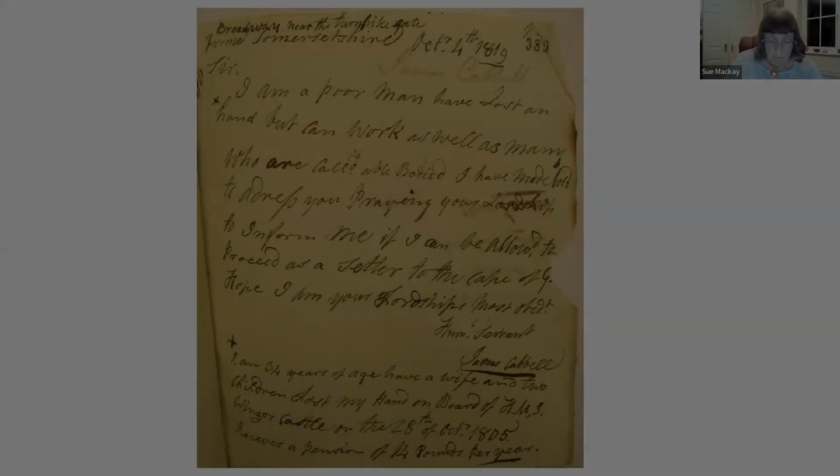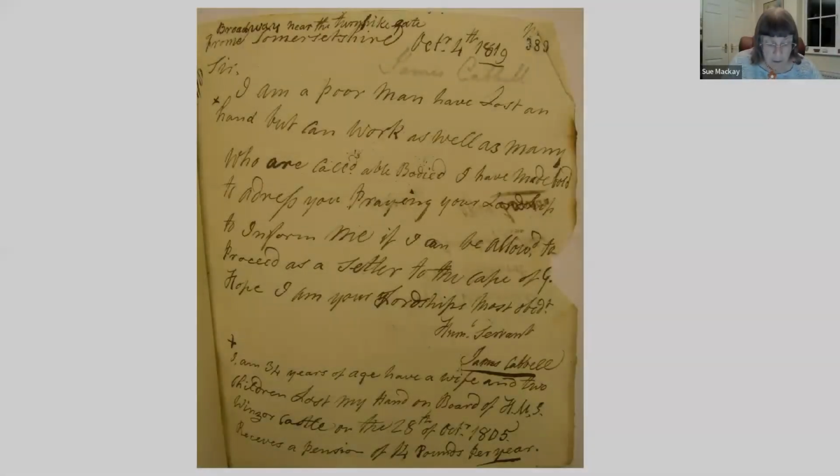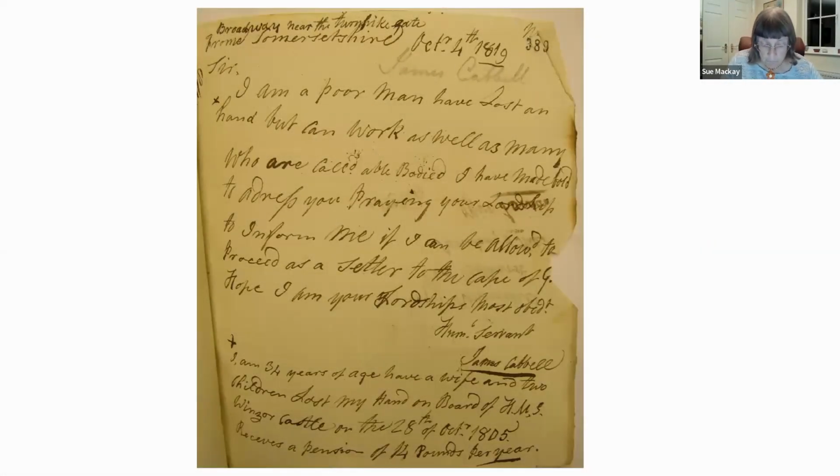So this is an example of a letter written by someone who did not emigrate, but was desperate to do so. And you notice at the top, the address, Broadway, near the Turnpike Gate, Frome, Somersetshire. Apart from in very big cities such as London, the addresses were very vague like that.